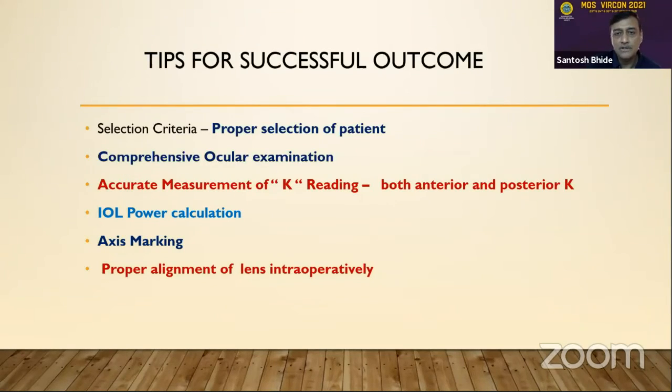So let's come to tips for a successful outcome. The first thing is that proper selection of patient is most important. Comprehensive ocular examination is a must. Accurate measurement of both anterior as well as posterior K readings. Proper selection of IOL power calculation and use of formula. Then during surgery, proper axis marking and alignment intraoperatively.